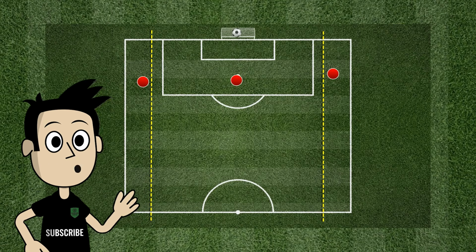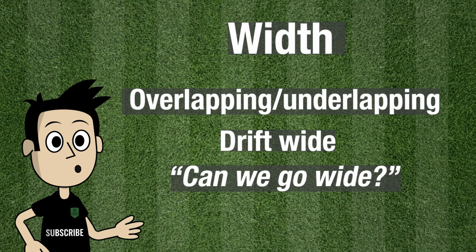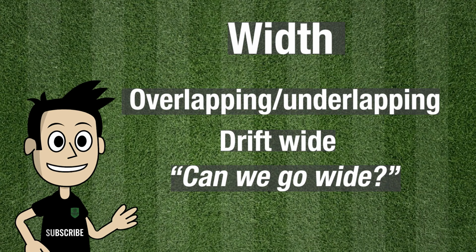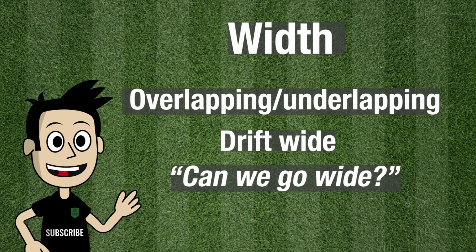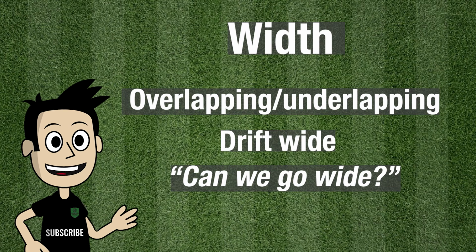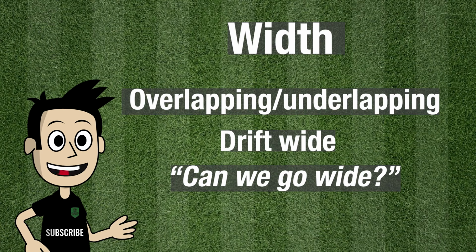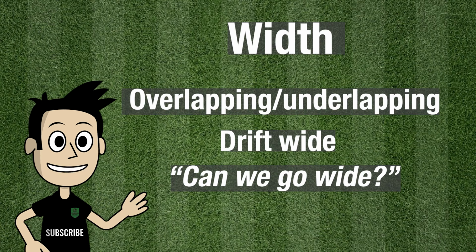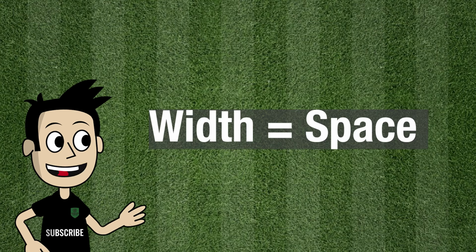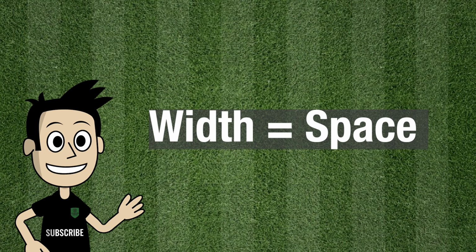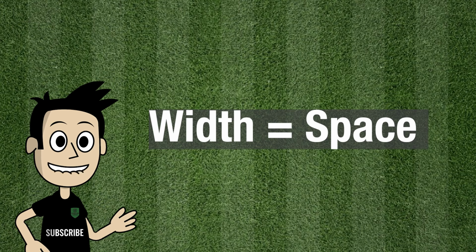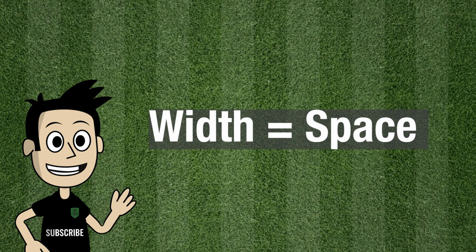For older age groups, progress this further. Encourage overlapping and underlapping runs from fullbacks. Ask central players to drift wide, dragging defenders with them. Introduce transition games, where the first look is always, can we go wide? The key coaching message is this: width creates the space that makes penetration possible. Players must learn not only to use the wings, but also to value the space that's created when the ball goes there.